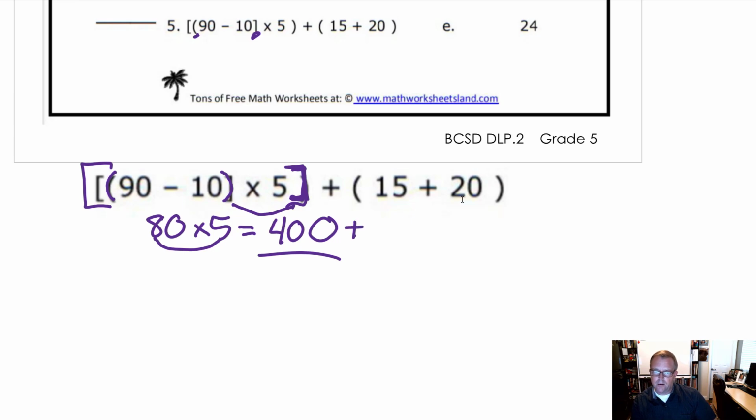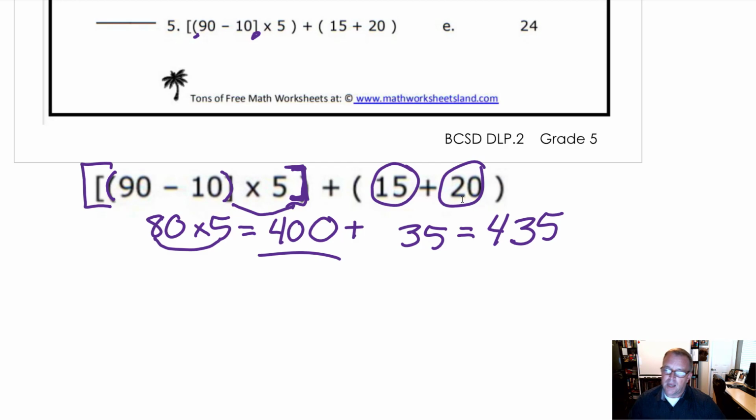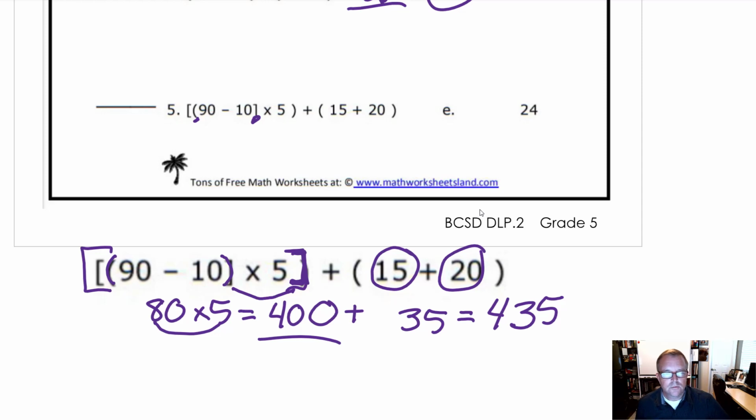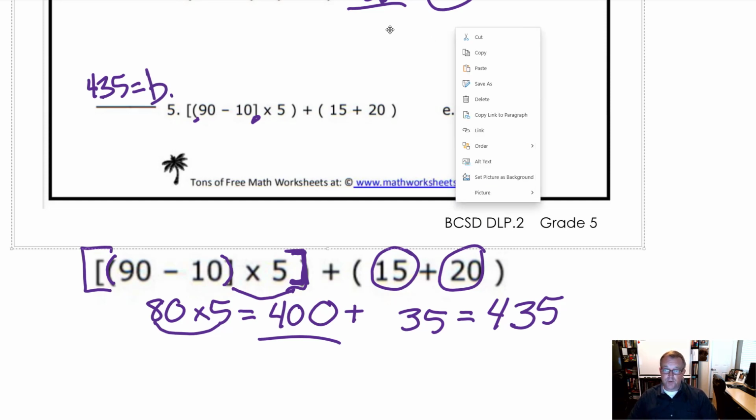And then we have to add whatever this amount is here. And this is pretty simple, right? Because all we're doing is adding a 15 and adding a 20. And even if I didn't do those in order, it would come out all right. But let's do it in order. What's in parentheses here? 15 plus 20, easy peasy, 35. What's 400 plus 35? 435. And I remember we had an answer up there that looked like that, and that was B. Okay, so 435 equals B.